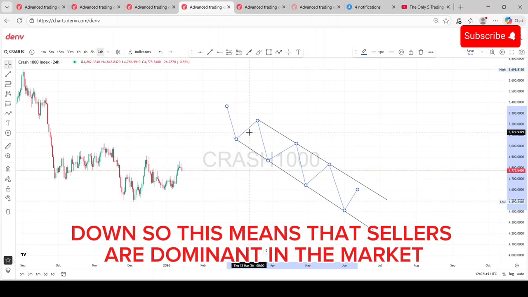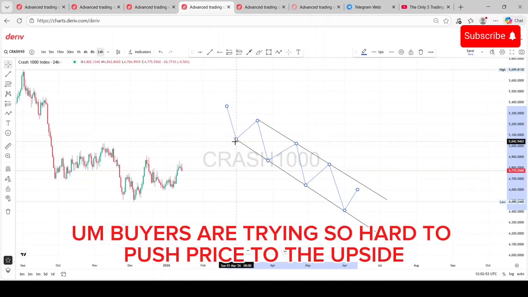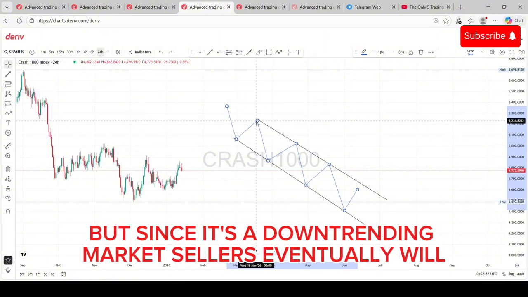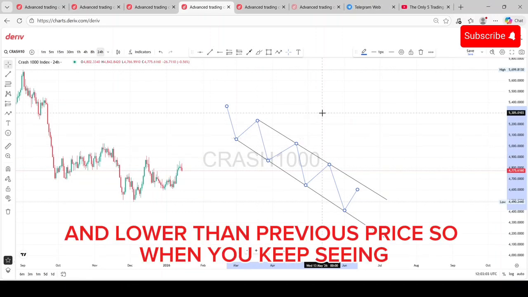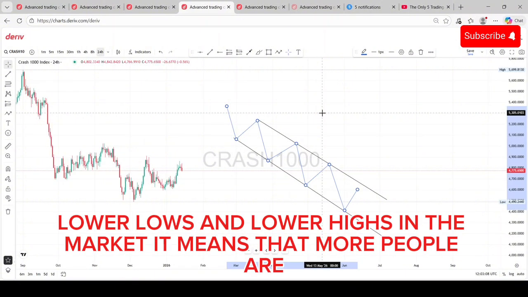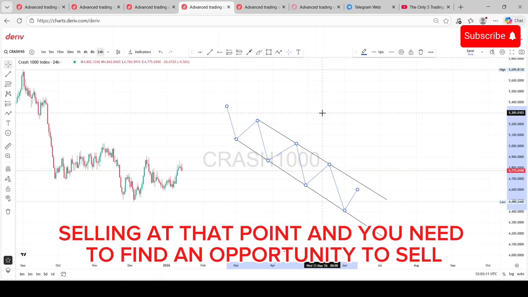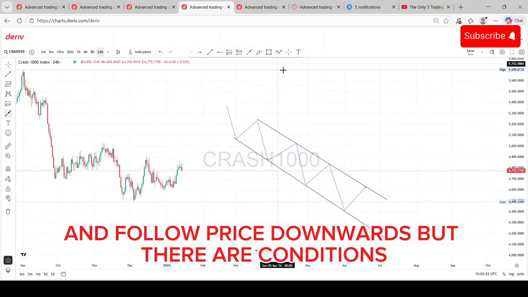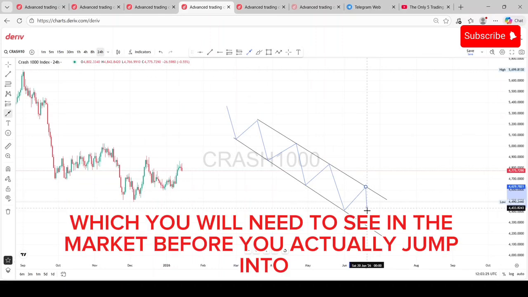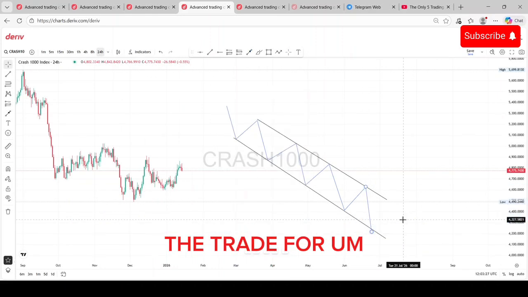So this means that sellers are dominant in the market. Buyers are trying so hard to push price to the upside, but since it's a downtrending market, sellers eventually will push price downwards and lower than previous price. So when you keep seeing lower lows and lower highs in the market, it means that more people are selling at that point, and you need to find an opportunity to sell. So what you do is wait at this other side of the trend and follow price downwards. But there are conditions which you will need to see in the market before you actually jump into the trade.